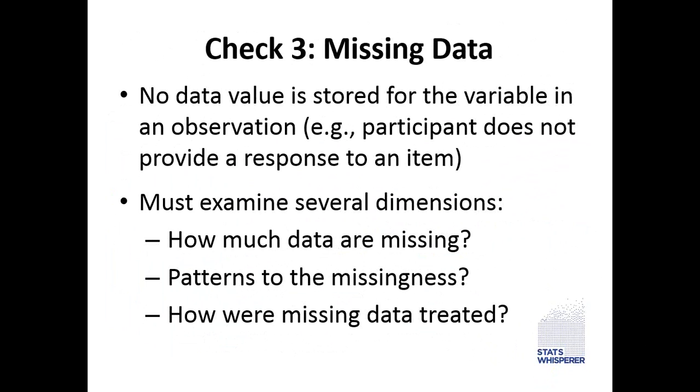Then 2, are there patterns to the missingness? If there's 20 items missing among 100 people, is there a pattern? For example, are all the missing items related to the men? So men have 20 missing items, and the females have 0 missing items. That's a pattern to the missingness. It's important to know, especially in terms of generalizability. It's hard to generalize to the whole population if segments of the population were more likely not to complete your measure.